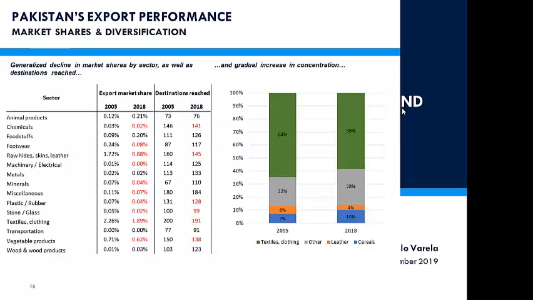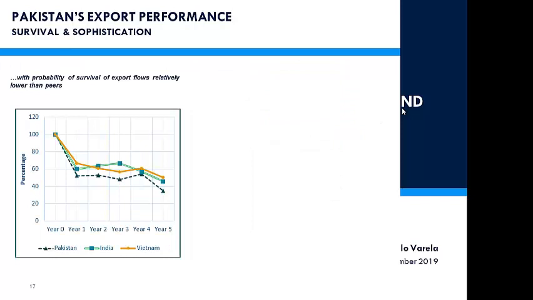Right? This shows in sectoral performance. You can see, I'm not going to dwell on this, but in most of the sectors, Pakistan has lost market share over the period. And it also shows in the sustainability of export flows, so the probability of export flows staying alive for more than 1 year. Here too, Pakistan is outperformed by India and by Vietnam.